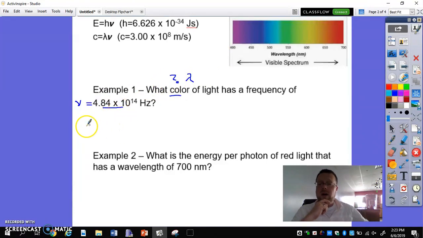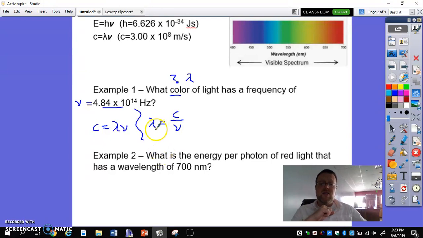Okay? All right, so if you start off with the equation that has both of these things in it, that's the c equals lambda nu equation. The speed of light equals frequency times wavelength. So this is the equation we're going to be using, c equals lambda nu. Okay? Now, I want to find the wavelength in this equation. So I need to get this lambda by itself. The easiest way to do that is just to divide both sides of the equation by the frequency. And if you do that and rearrange the equation, then it would appear this way. The wavelength would be equal to the speed of light divided by the frequency, or lambda equals c over nu.